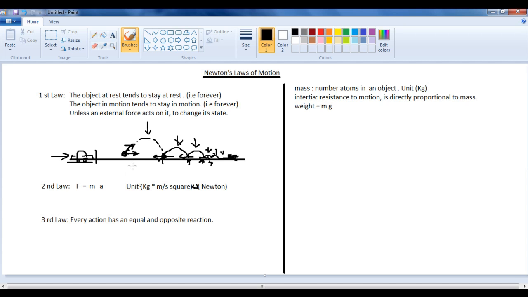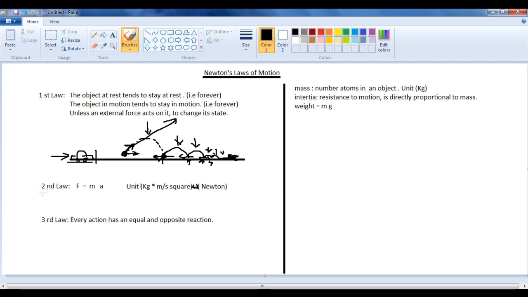Let us take space. If there are no external forces acting on this ball, then the ball will always be moving in this direction forever and forever. With different forces acting on it, it will eventually come to the rest state slowly.